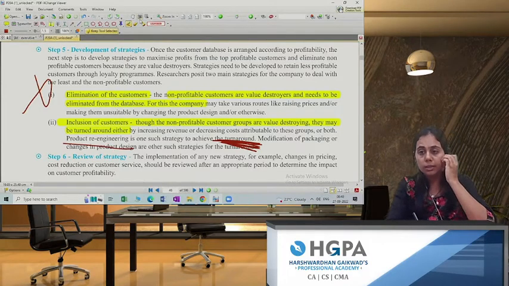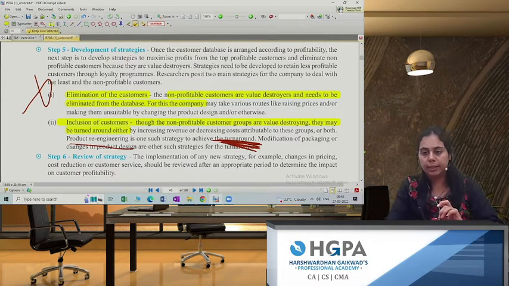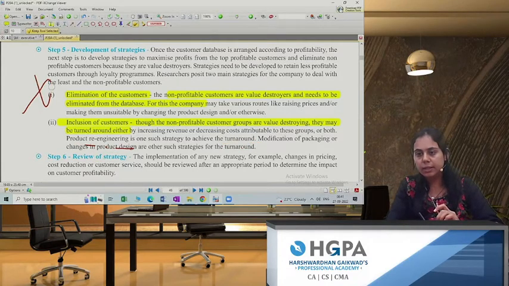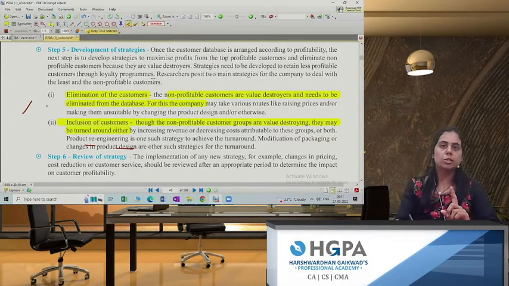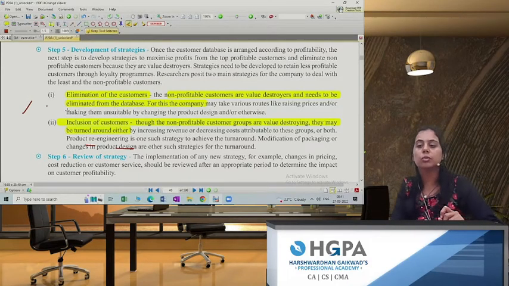Okay, so on this point, what is written, let's go into detail. Let's have a detail of this point. Okay, now we will go and develop this strategy. The first point is elimination of the customer.